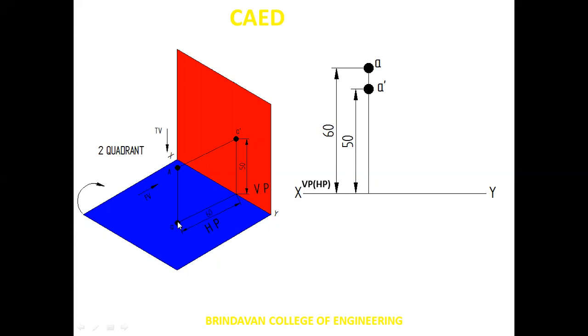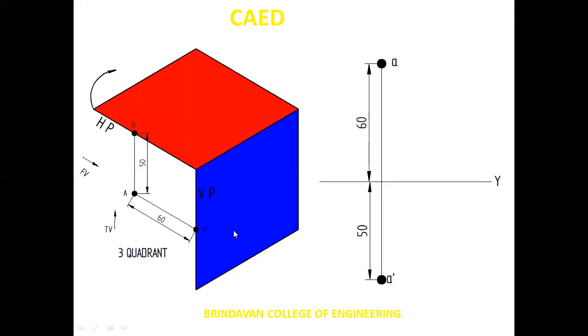Behind VP, you can see, behind VP means it is our second quadrant. The same conventions: VP will be fixed and HP is rotated by 90 degrees in clockwise direction. What happens? Both HP and VP are going to merge, and it is falling above the XY line. So that's why you can see that both the front and top views are falling above the XY line, on the same collinear line.